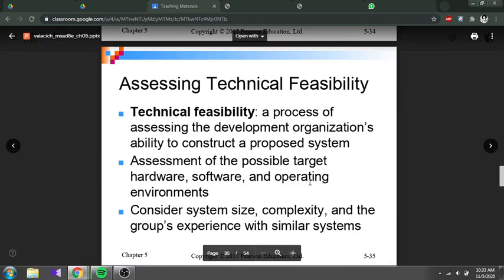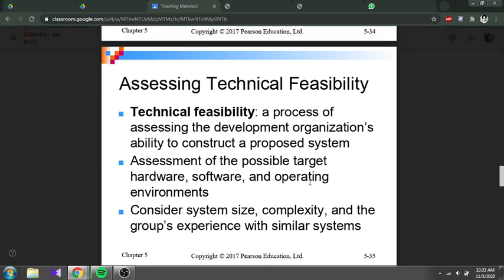Okay, we go to this one, the technical feasibility, assessing technical feasibility. So we should know the definition of the term: a process of assessing the development organization's ability to construct a proposed system. So we should know our organization or manpower, our assets that can be used to do this system. Okay, assessment of the possible target hardware, software, and operating environment. So you look also at the hardware, the software that we'll use, and what is the suitable operating environment.